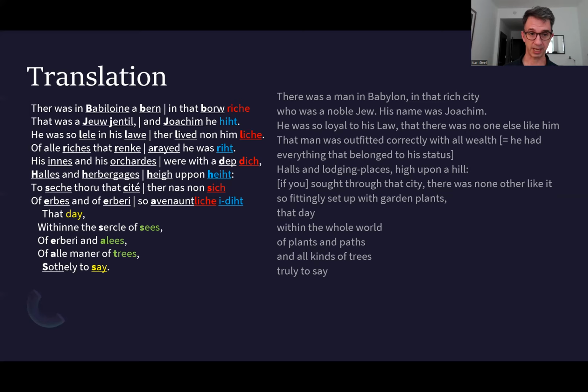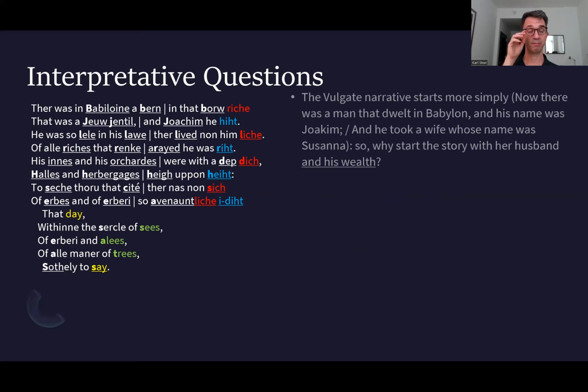So you see again that the bob and the wheel basically just summarize the first eight lines. What are we being told here on the first eight lines? There's a very rich man. He does everything correctly. He's Jewish. And he has a really beautiful garden. We don't know about Susanna yet. So this is what I want you to think about maybe for tomorrow. We have a number of presentations, but the Vulgate narrative begins like this.